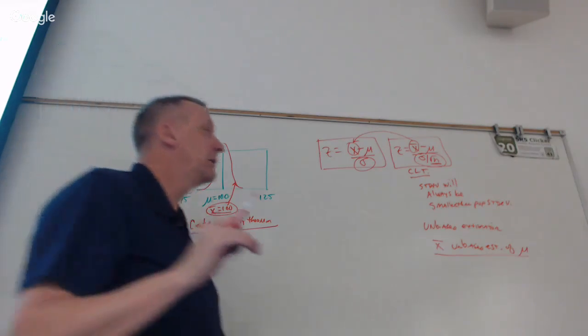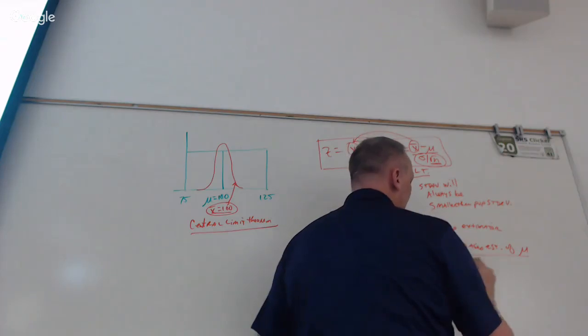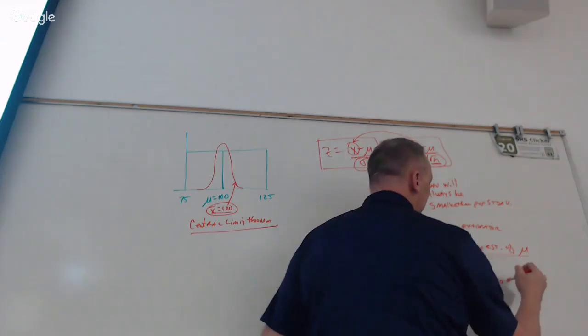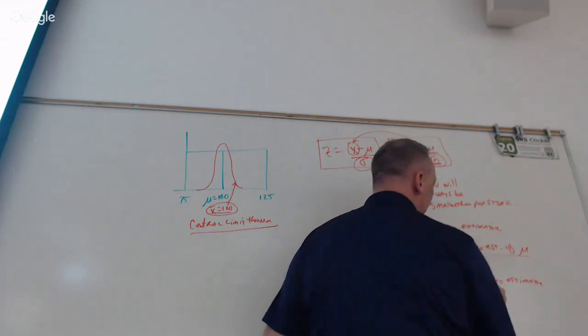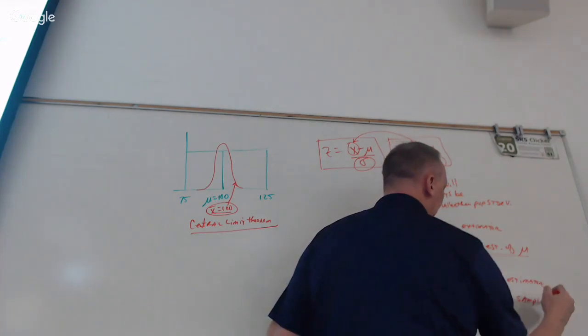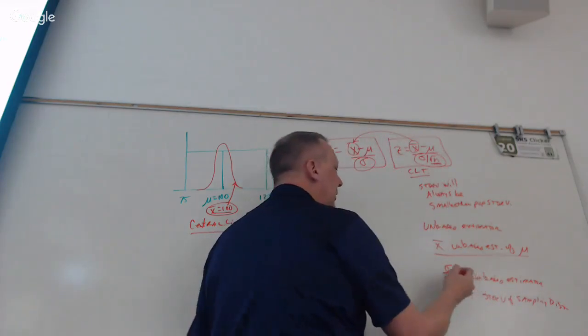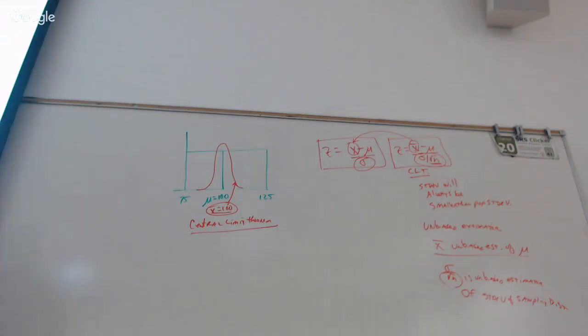It's unbiased. Whereas sigma over the square root of n is an unbiased estimator of the standard deviation of the sampling distribution. And so that's why we divide by the square root of n, thanks to the central limit theorem.